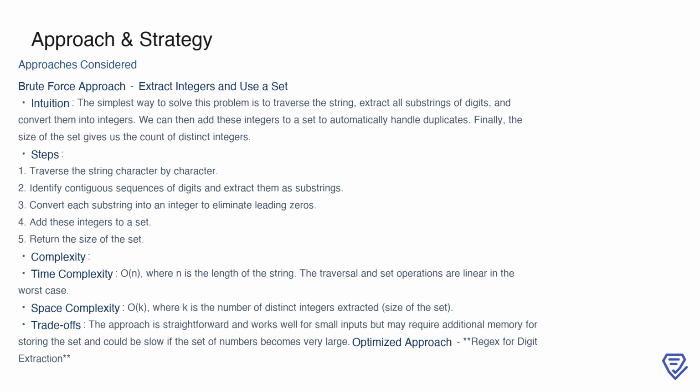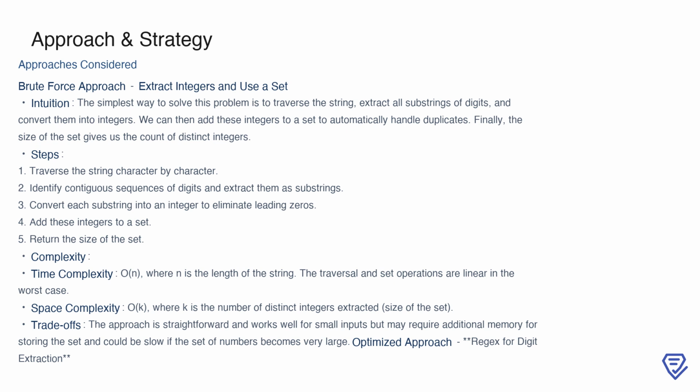The steps for this approach are systematic. First, traverse the string and identify contiguous digit sequences. Then, extract these sequences, convert them into integers, and store them in a set. The final step is to return the size of the set. In terms of complexity, this approach is linear in time because we traverse the string once and perform constant time operations for adding elements to the set.